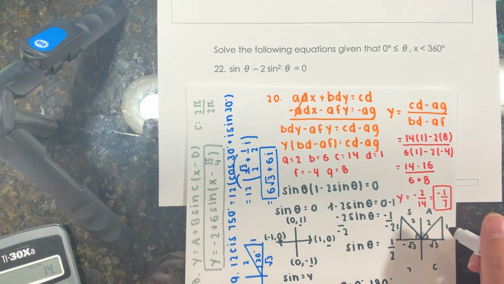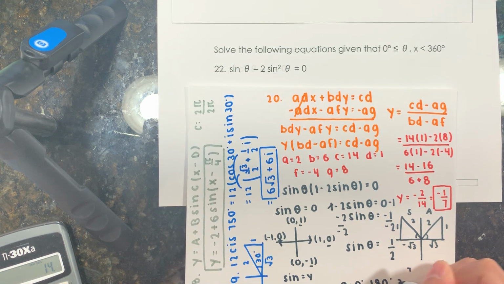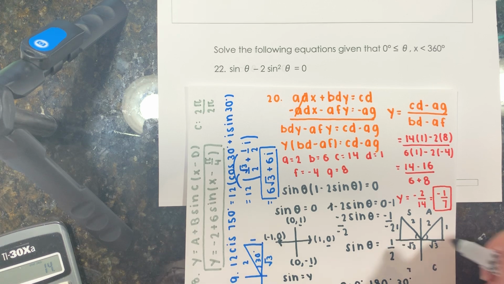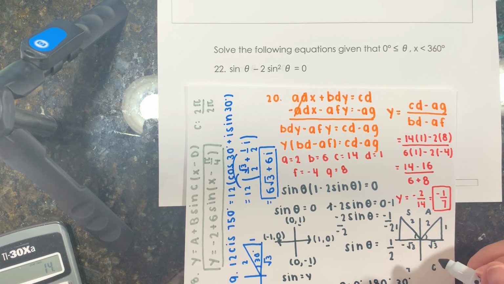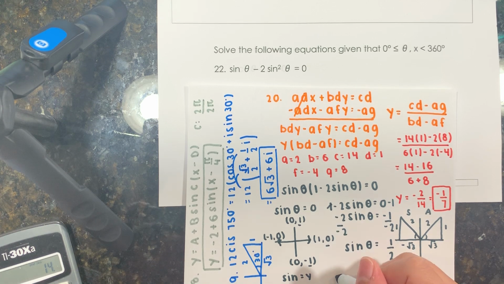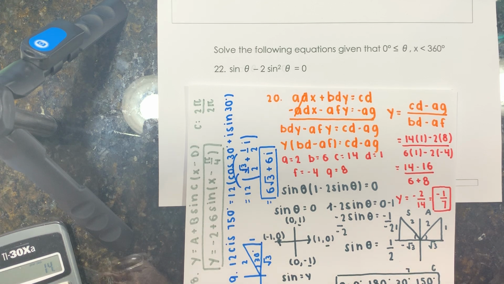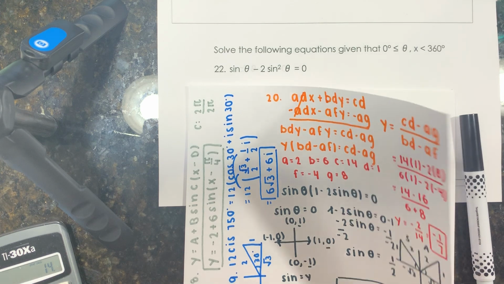So for quadrant 1, that's just going to be a 30-degree triangle. Quadrant 2, I have to do 180 minus 30, which would give me 150. And these would be your 4 answers. Now, in the answer key, they're going to list them from smallest to biggest. So it'd be 0, 30, 150, 180 would be your answer.